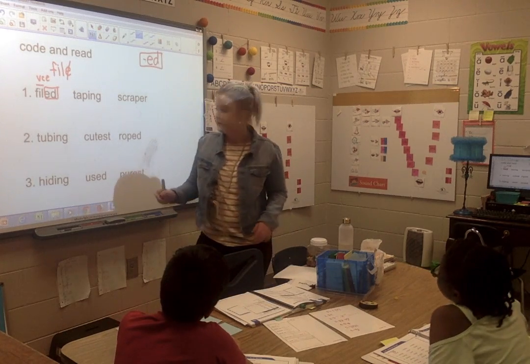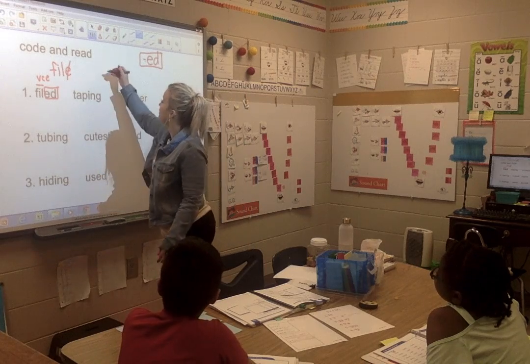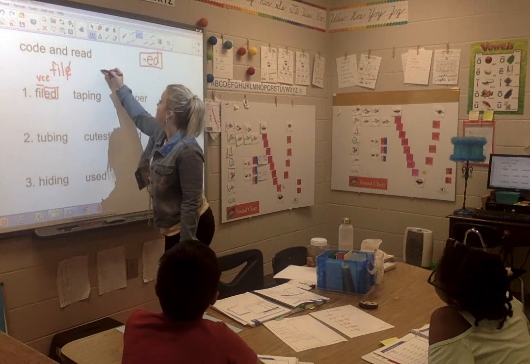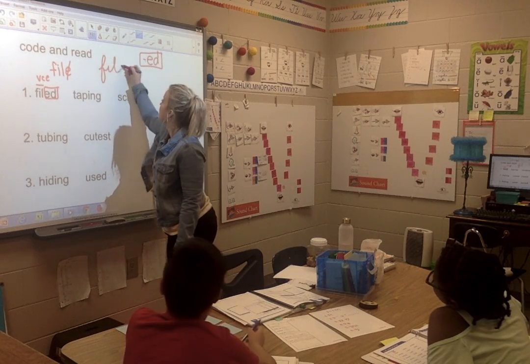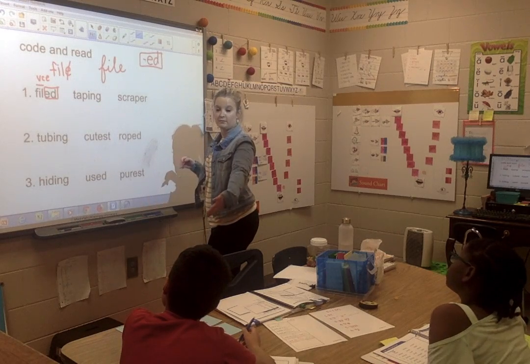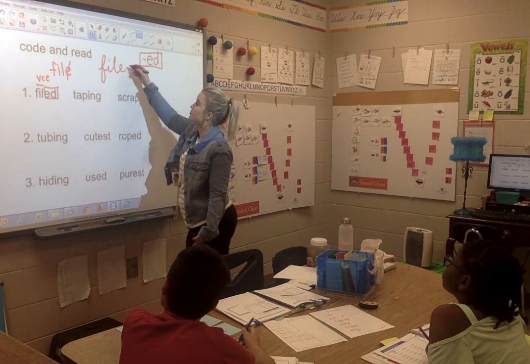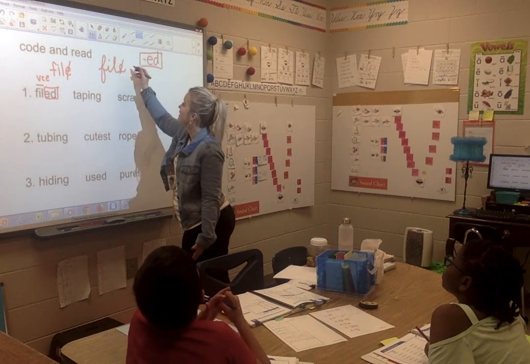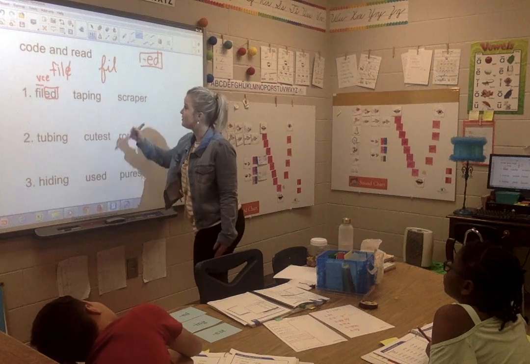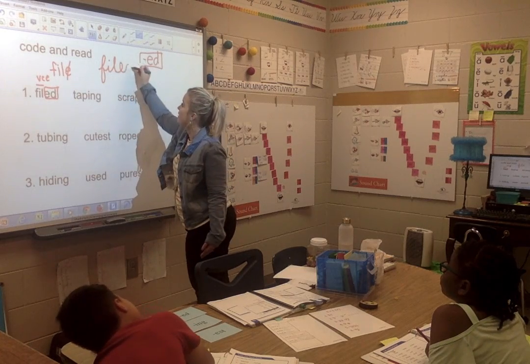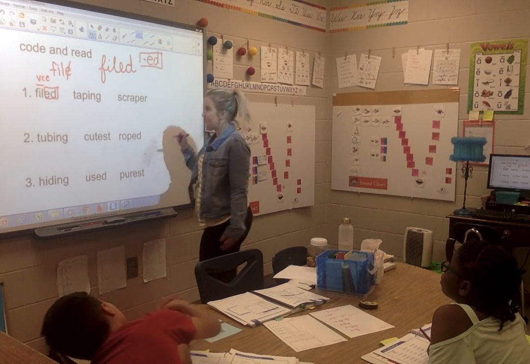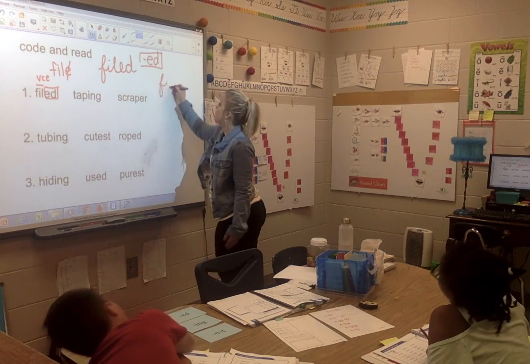Okay? So even here on filed, if I had the word file, F-I-L-E, if I want to make that filed, past tense, I'm going to have to drop the E. Drop the E to turn right around, file, to add vowel suffix ED. Because it can't be two E's right next to each other.